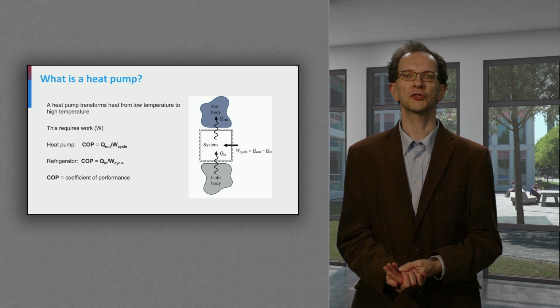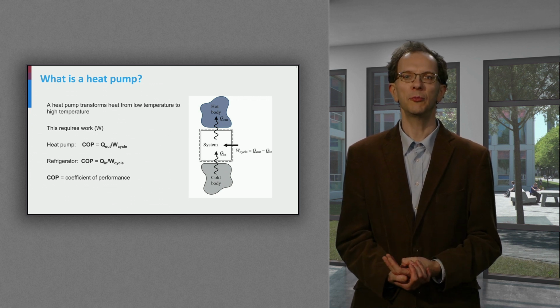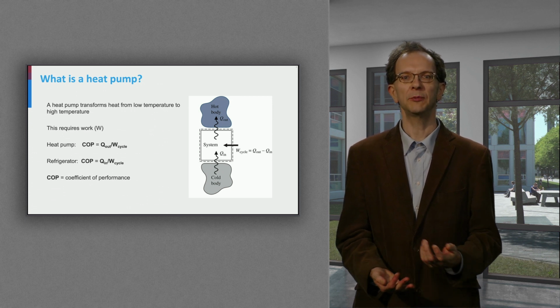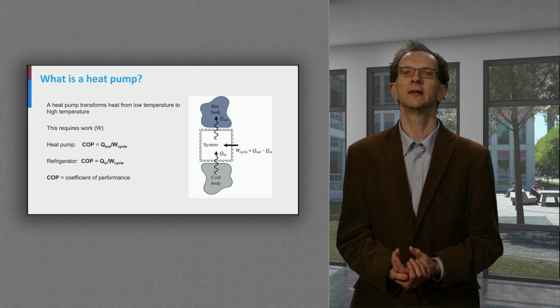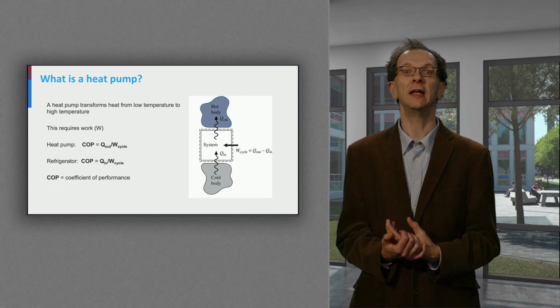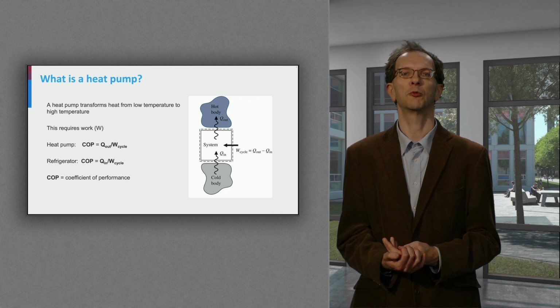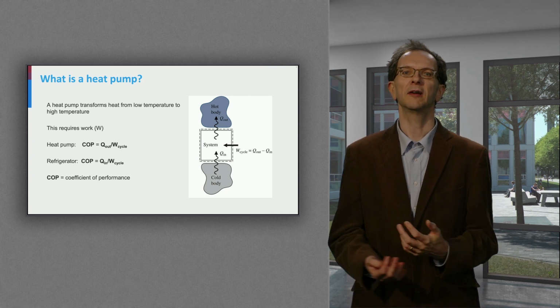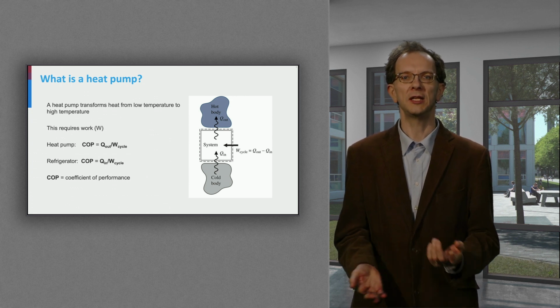The so-called coefficient of performance is defined as the useful effect divided by the amount of input required to obtain this effect, which is here the amount of mechanical work needed. Depending on what is the useful effect, either heating in a heat pump or cooling in a refrigerator, the definition of the COP, the coefficient of performance, is slightly different. COP equals Q in divided by the work of the cycle for a refrigerator, and COP equals Q out divided by W cycle for a heat pump.